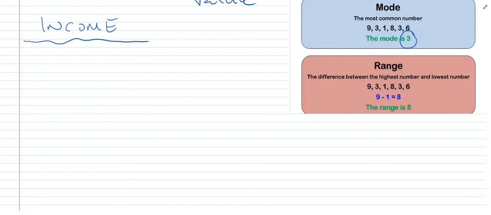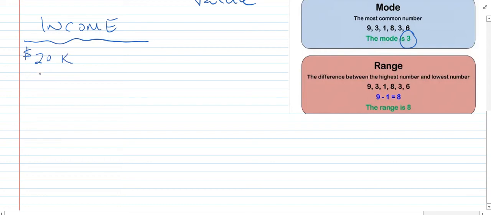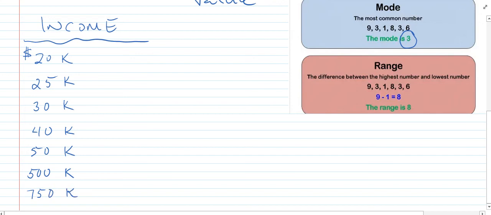So the CFO goes over there and looks at his employees, and he notices that we have one employee that makes 20,000. This is in dollars. We have one employee that makes 25,000, an employee that makes 30,000, an employee that makes 40,000, an employee that makes 50,000, an employee that makes 500,000, and the CEO, who makes 750,000.